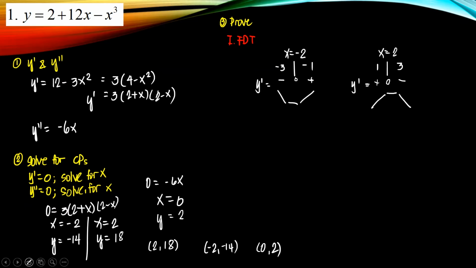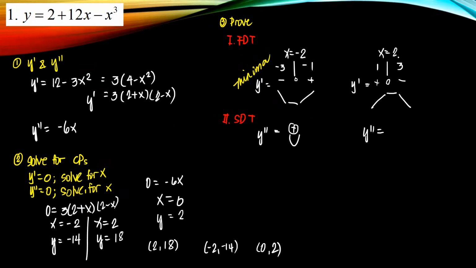Let's prove. How do you prove this? Basically, you prove this using the secondary or second derivative test. According to the second derivative test, all we need is the y double prime. What is the y double prime, guys, of -2? -6 times -2 is positive. So it's opening up, right? That means this one is a minima.